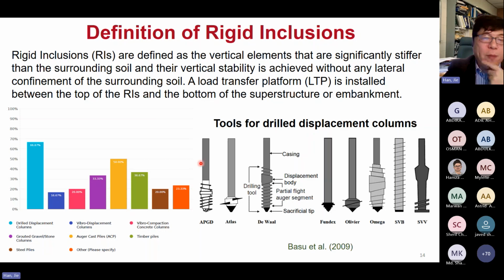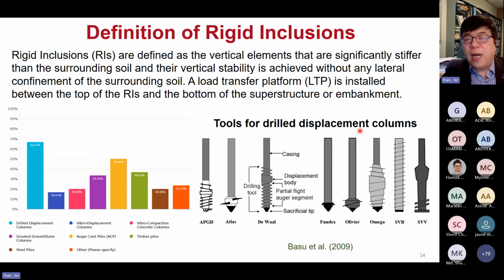We have one project where we just did a survey about what type of element is considered a rigid inclusion. Based on the survey data, as you can see, most people select the drilled displacement column, as I showed you earlier. The second one is the auger cast pile. And some people even think a timber pile is a rigid inclusion. Different people have different opinions, but as long as the element is much stiffer than the soil and is put into the soil with a cushion on top to carry load, it is typically considered a rigid inclusion system.